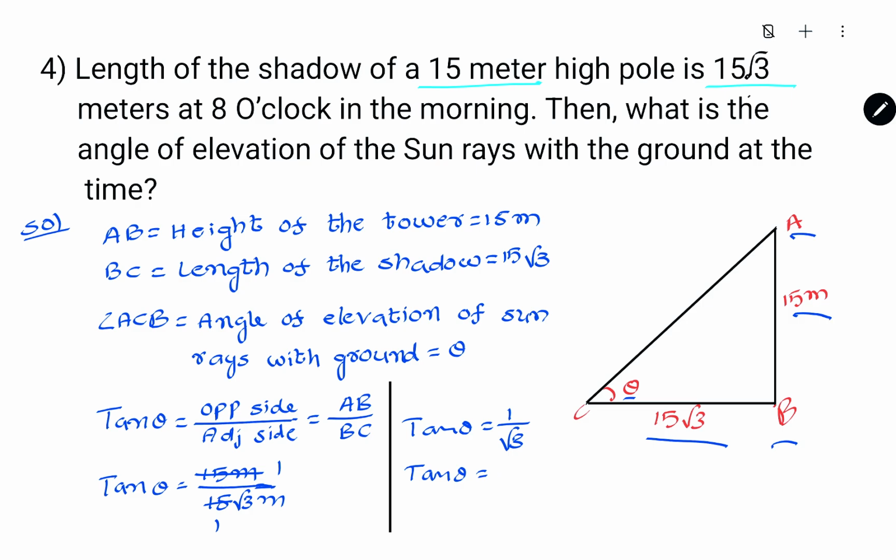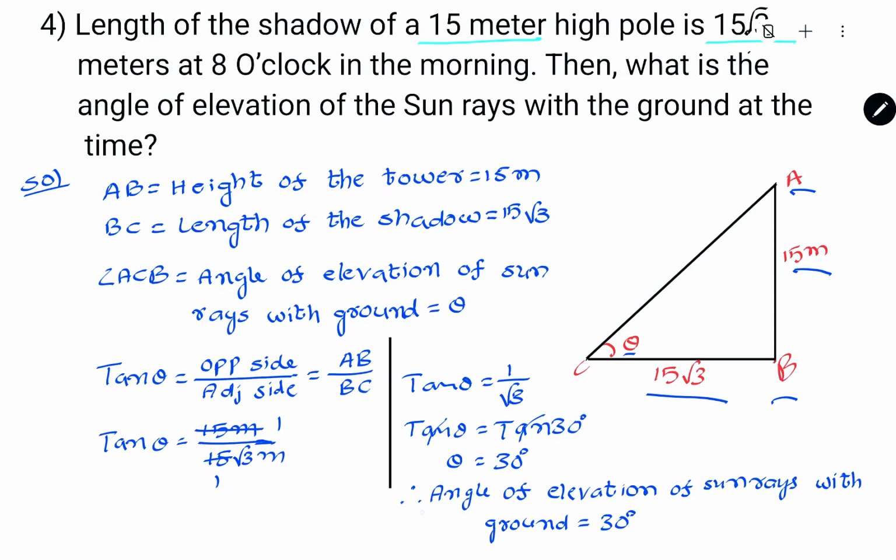Here 1 by root 3 is tan 30 degrees, which is equal to 1 by root 3. Here tan cancels. So theta is equal to 30 degrees. Therefore, the angle of elevation of sun rays with the ground is 30 degrees.